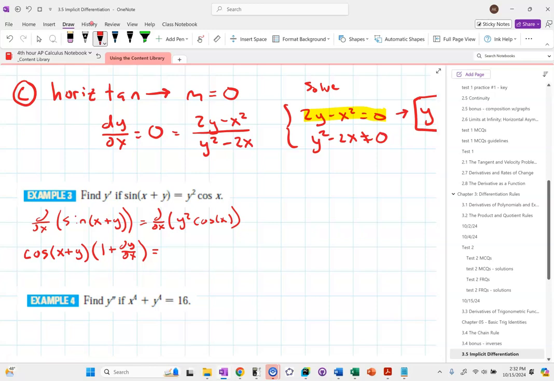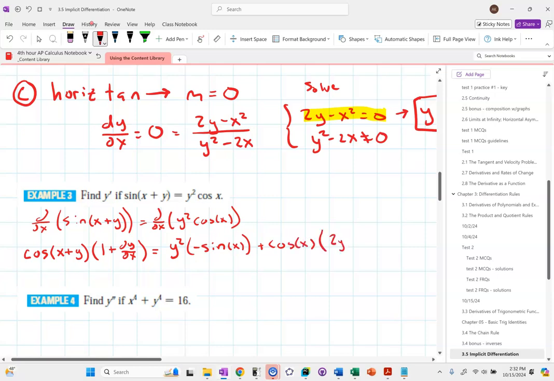What do I need to do the derivative of y squared cosine x? Product property. So the derivative of cosine x is negative sine x. And then the derivative of y squared is 2y dy dx, right? So far, so good.